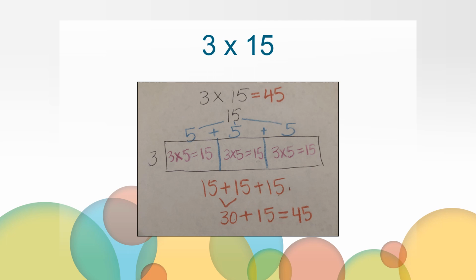Here's how you might have thought about it. Here, I decomposed or split the 15 into 3 groups of 5 so that I could use the fact 3 times 5 equals 15 to help me. You can see those 3 fives at the top of the rectangle. There are 3 sections of 3 by 5 rectangles. So I added those 3 fifteens together to get 45. So I know 3 times 15 equals 45.